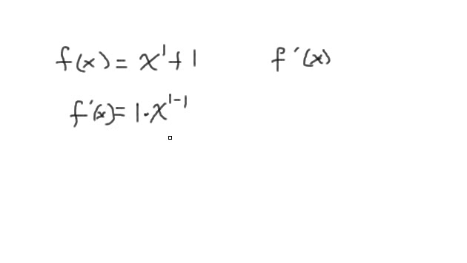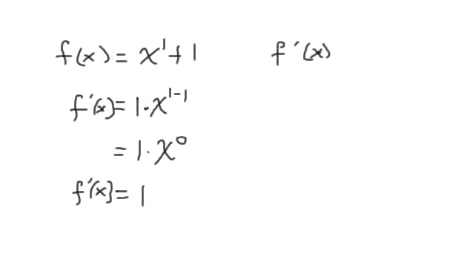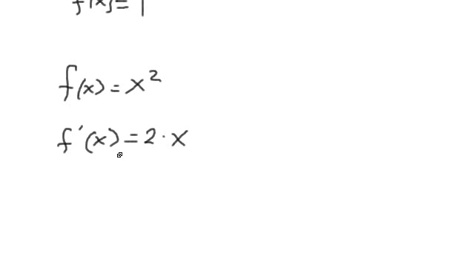F prime of x is equal to, so I subtracted 1 from the power, and we need to rewrite this. This is going to be 1 times x to the 0, but anything raised to the 0 is going to be 1, and 1 times 1 is 1. So as we can see, the derivative of our original f of x, the derivative of x plus 1, is 1. If I had f of x is equal to x squared, and we wanted to find f prime of x, we say f prime of x is equal to, we take the 2 out front, and there we go, subtracting 1 from the exponent.